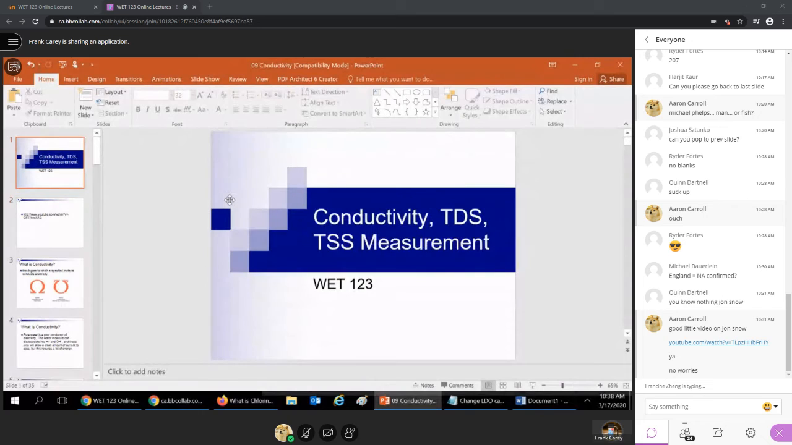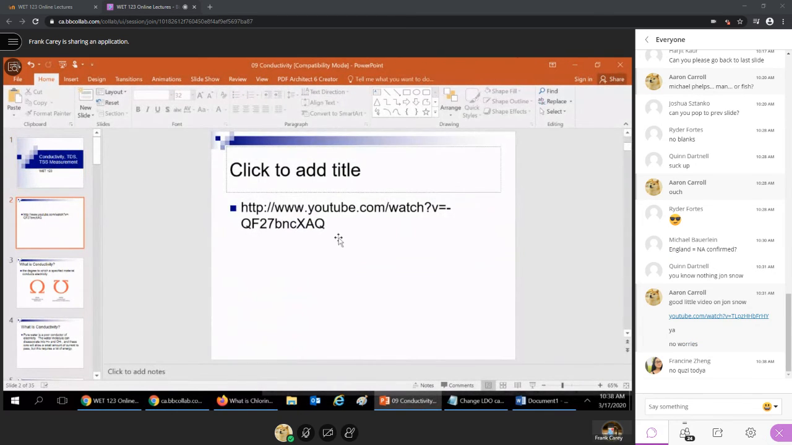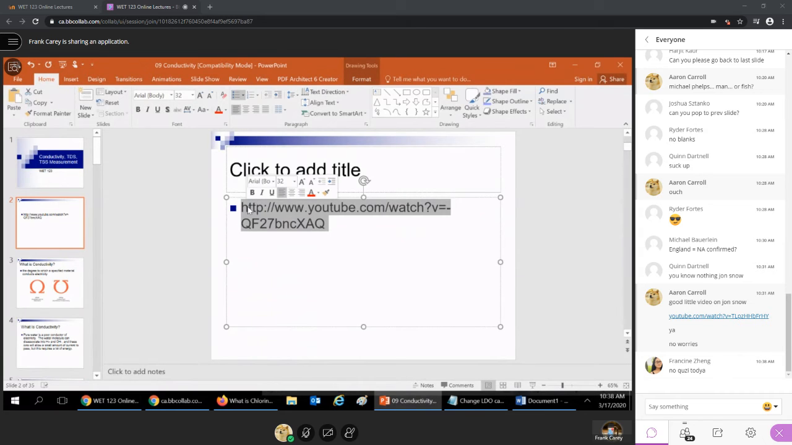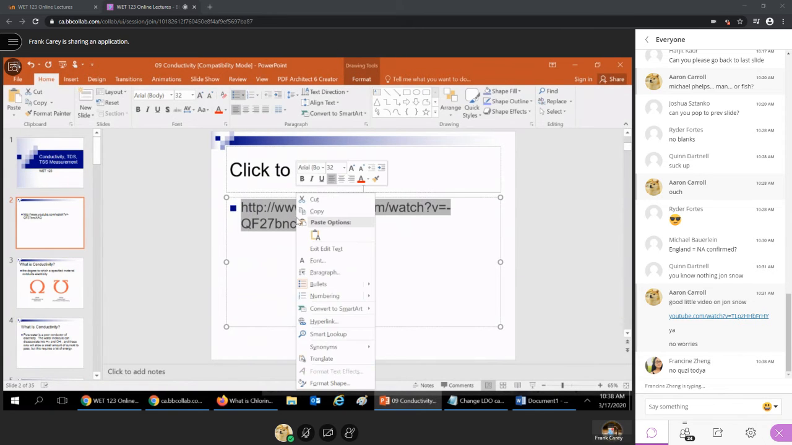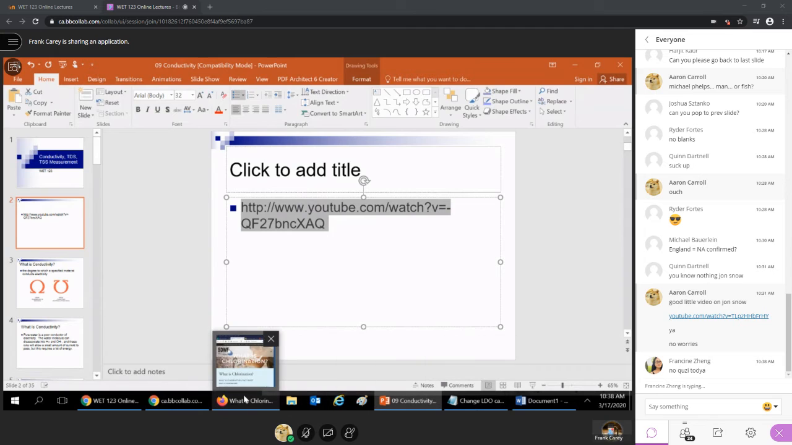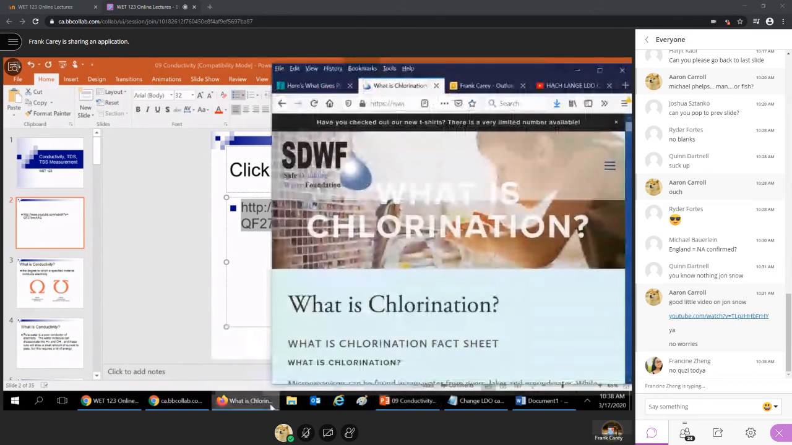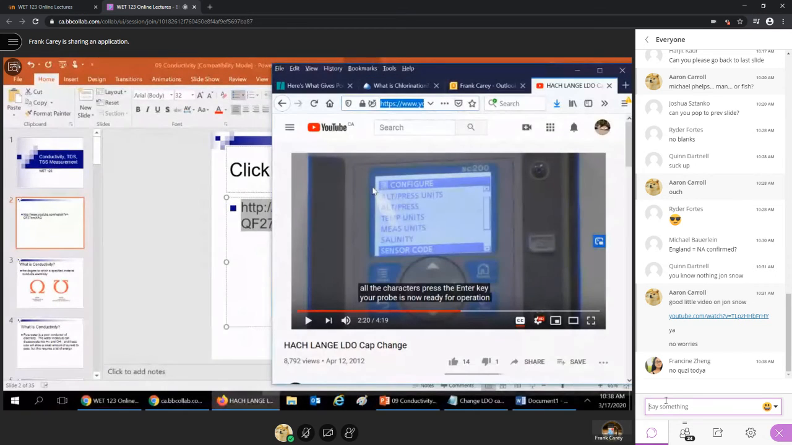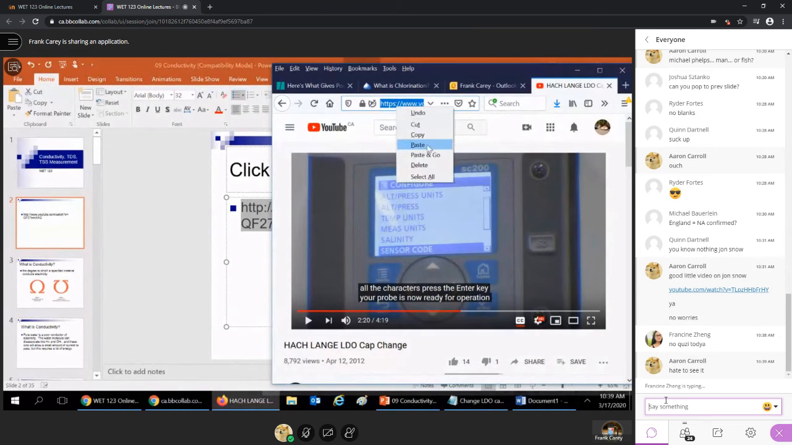All right, conductivity, TDS, TSS, and measurements. Darn, I set this one up earlier. Unfortunately, I had to close down my windows. Last night was not fun. I actually had the black screen of death for Windows 10 because one of you guys gave me a virus, and I've been fighting with this stupid computer since then.